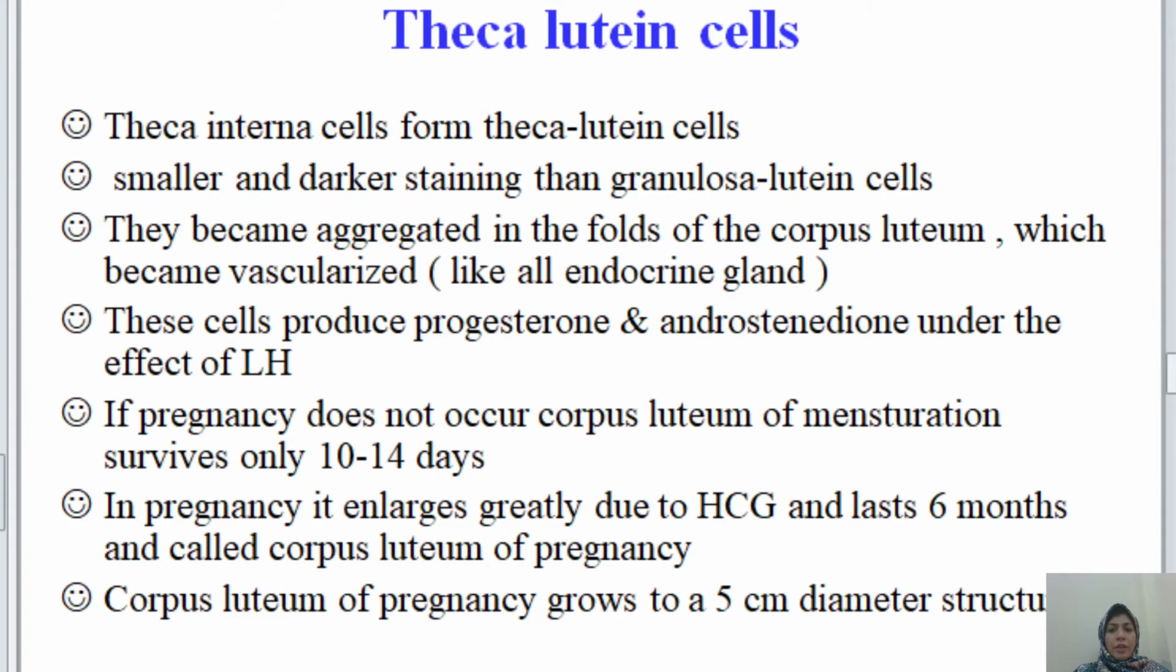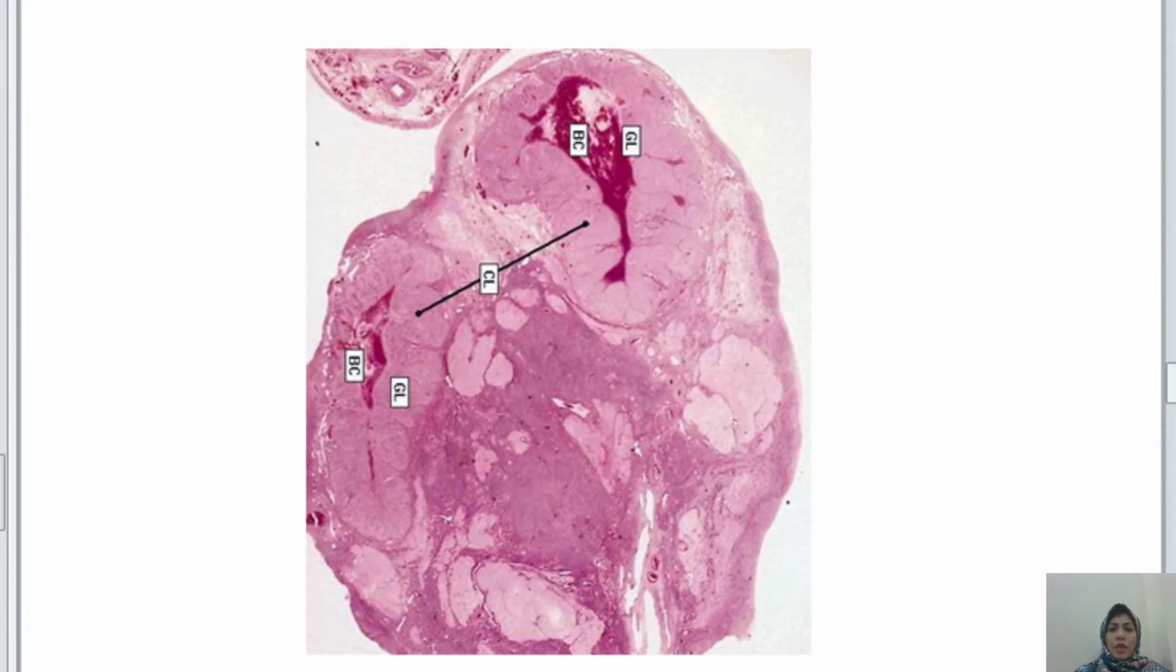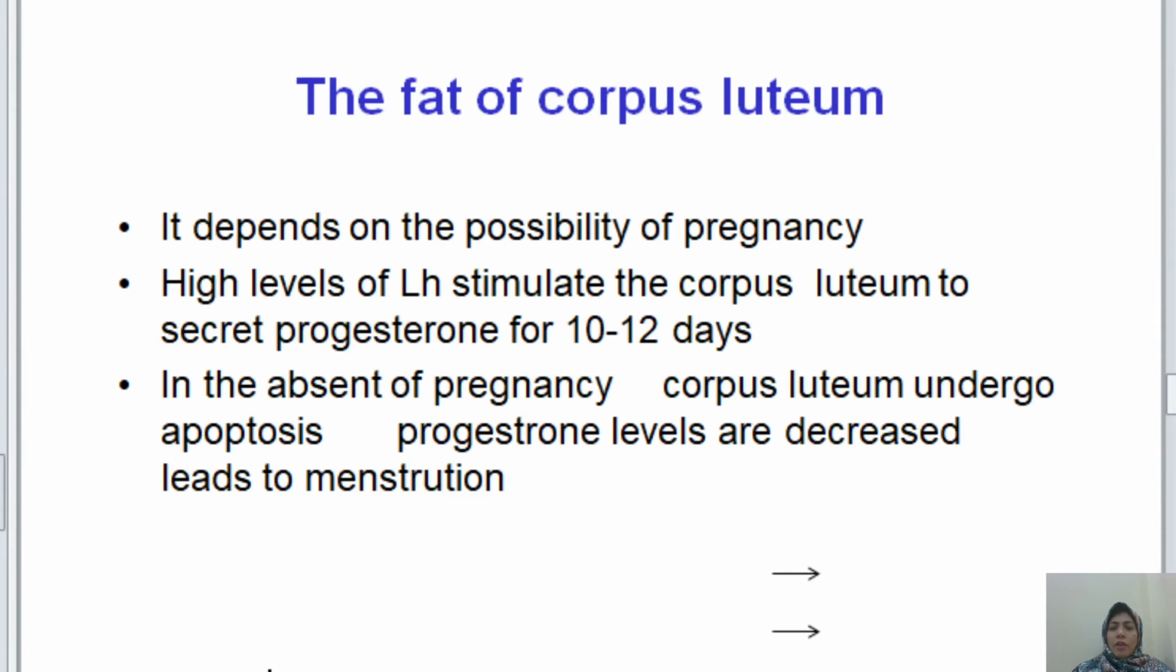The corpus luteum of pregnancy grows to about 5 centimeters in diameter. Here, you can see the corpus luteum, the vascularization of the corpus luteum, and also the granulosa cells. The fate of the corpus luteum depends on the possibility of pregnancy. High levels of LH stimulate the corpus luteum to secrete progesterone for 10 to 12 days, and in the absence of pregnancy, the corpus luteum goes through apoptosis, progesterone levels decrease, and this leads to menstruation.